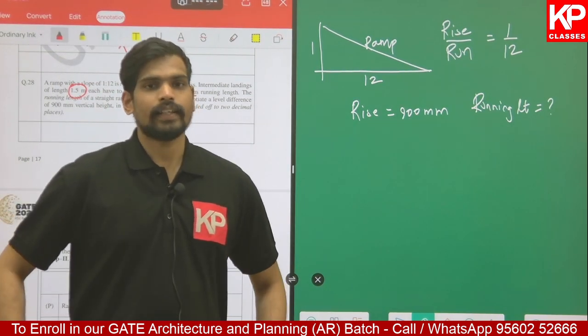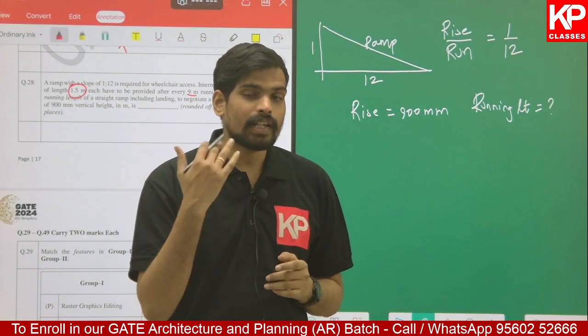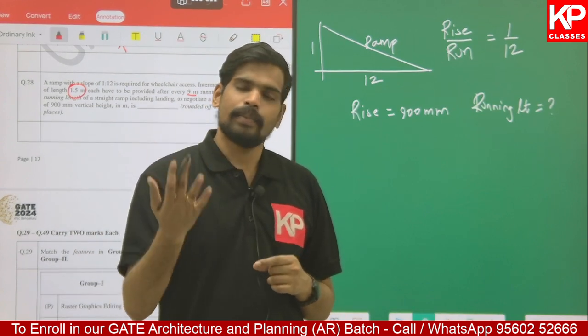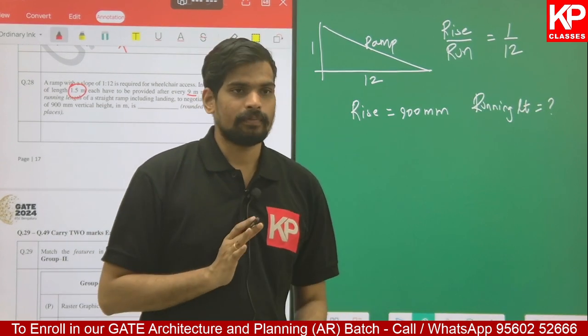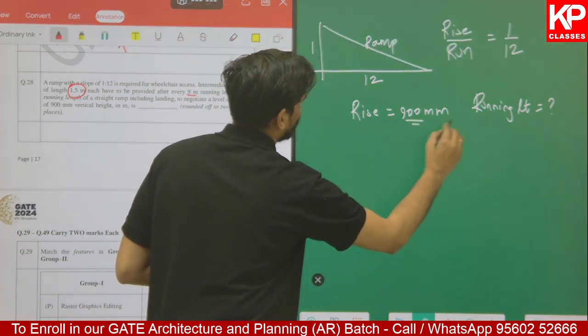What is running length? The incline length. That's called the running length of the ramp. If the running length is more than 9, you'll need to assume a landing. For every 9 meters of running length, you should assume a landing of 1.5 meters. First, let us find out the running length overall considering a rise of 900 mm.